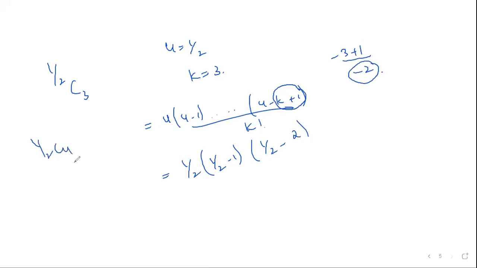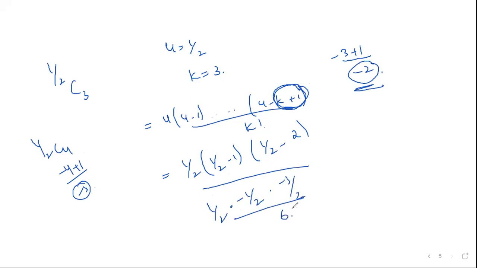If we have 1 by 2 C 4, you will continue till minus of 4 plus 1, which is minus 3. That is the way you are supposed to look at this formula. You should consider this minus k plus 1 as the last term. So minus of k plus 1 will be minus 3 plus 1, which is equal to minus 2. So 1 by 2 minus 1 will be minus 1 by 2, into 1 by 2 minus 2, which will be minus 3 by 2, divided by 6. Please calculate it and whatever result comes will be the solution. But the usage of the formula is important.